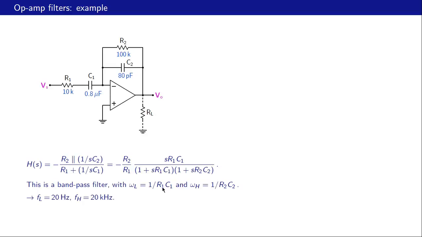And it turns out that for the component values that we have here, this will function like a band pass filter with omega L equal to 1 over R1 C1 and omega H equal to 1 over R2 C2. If we substitute the numbers, FL turns out to be 20 Hertz and FH turns out to be 20 kilohertz.